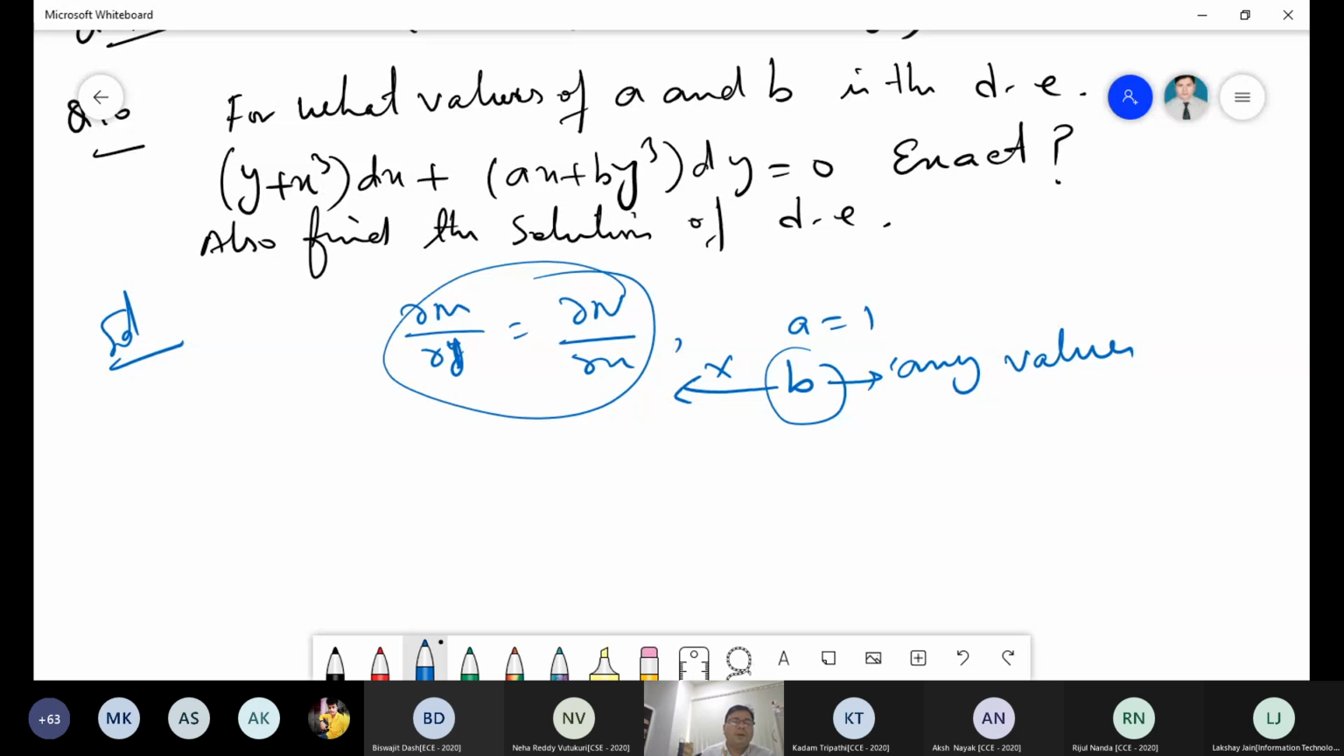And the solution is what? The solution is what Neha said: x plus xy plus x to power 4 upon 4 plus, sorry, b y to power 4 upon 4, and this is equal to c. Is this the correct answer? Yes, sir. Okay.